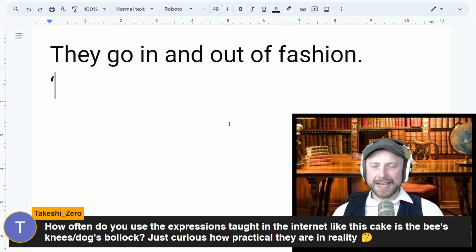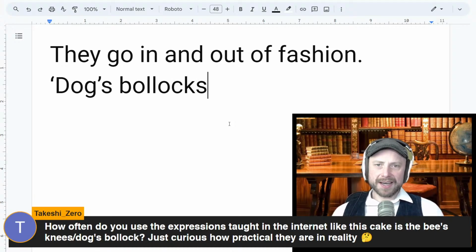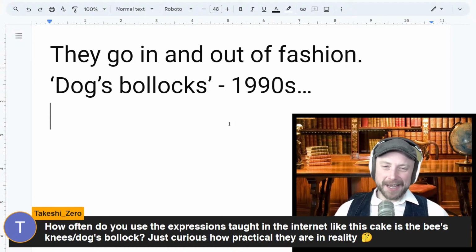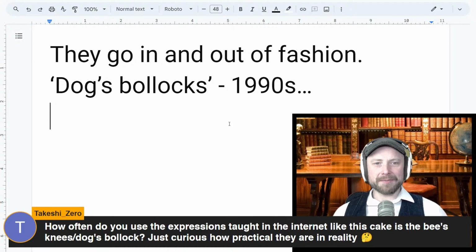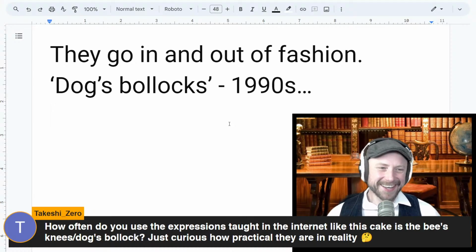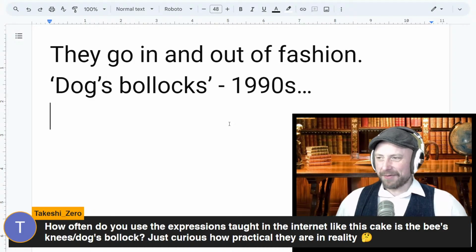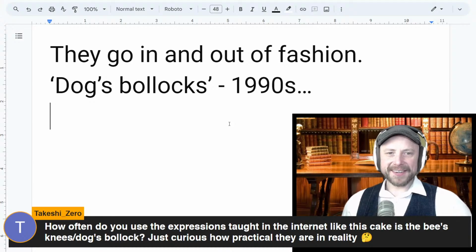So, for example, the idea of the dog's bollocks, that was kind of a 1990s thing. And these days, nobody really says that. It's not really trendy to say that anymore. And also the different age groups have different things to say. Bee's knees sounds like grandma, you know? I don't think anyone uses the bee's knees apart from English with Lucy. All respect to Lucy. But yeah, I don't think people really use the bee's knees that much. And if they do, they're probably like 60 years old.